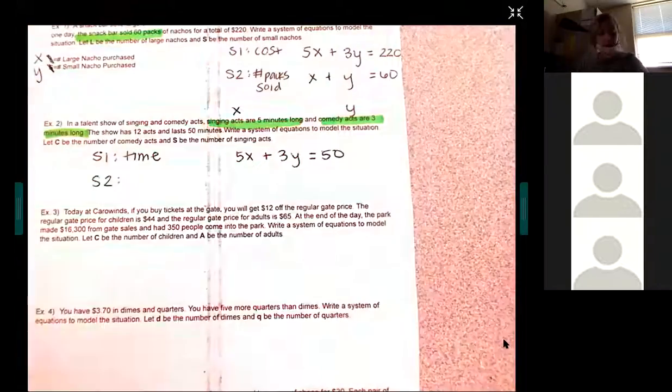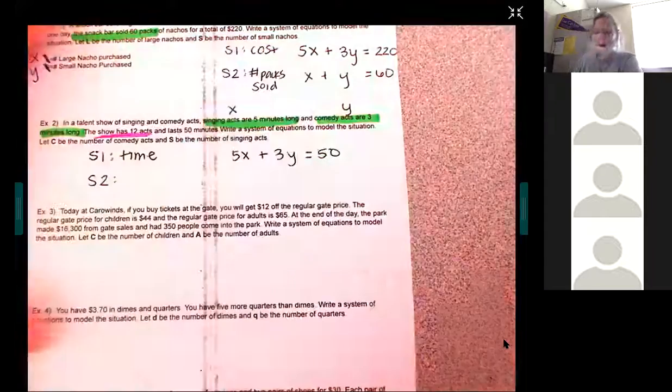All right, subject 2, sentence 2. Y'all read. What does sentence 2 say? The show has 12 acts. So Curtis, what's that subject? How many acts, right? So I'm going to put number of acts. Is that okay with everybody? All right.